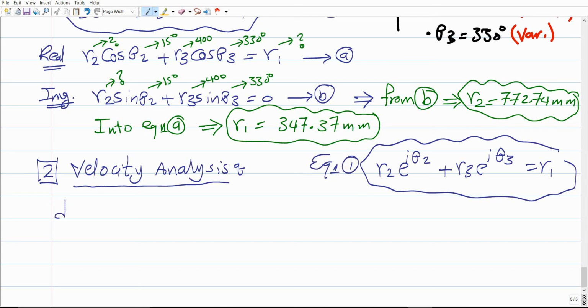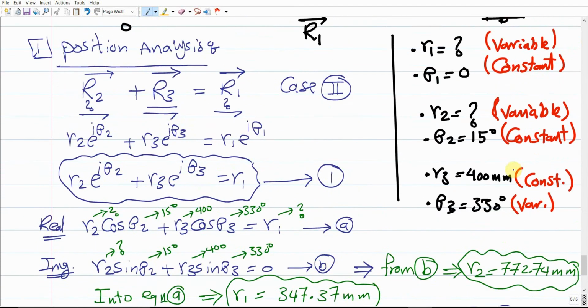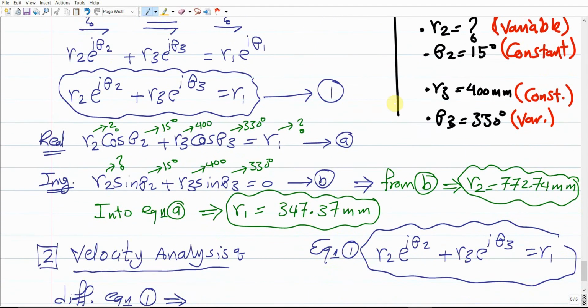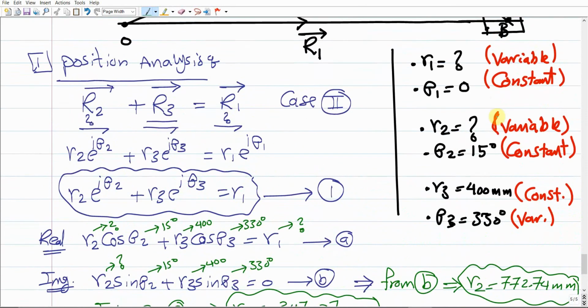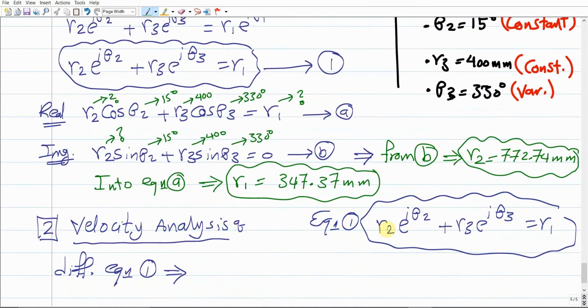So what we're going to do is differentiate equation 1. To differentiate it, you should consider which terms are variable and which are constant, according to what you specified above. Let us consider R2: it is variable. So we give it a symbol like V to indicate that it is variable.